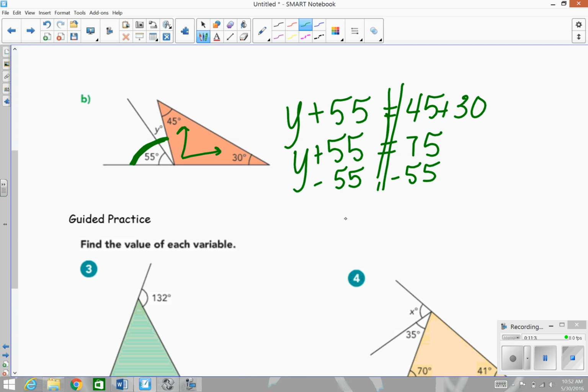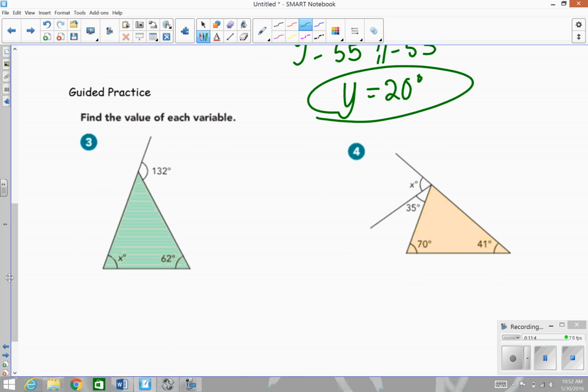Subtract 55. y equals 20 degrees. I'd like you to try questions 3 and 4 below, and we'll go over them in a minute.